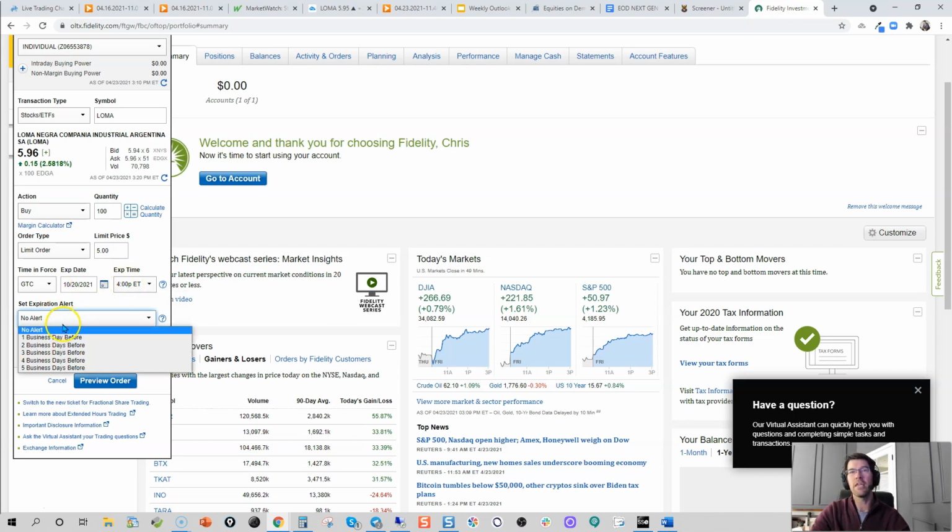I can set maybe 1 business day before if I wanted to be notified in my Fidelity account that, hey, that expiration good till canceled on LOMA is 1 day away from expiring, and that would just help me either extend the good till canceled or reissue the trade entirely, or maybe even adjust the price. So pretty simple example. So again, just a little tidbit of what I like to do.